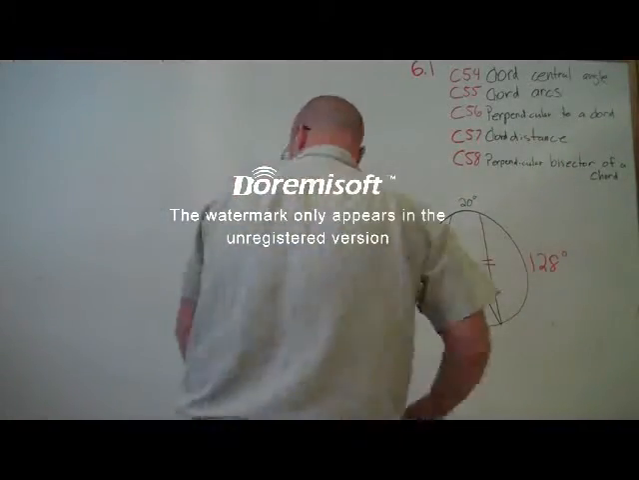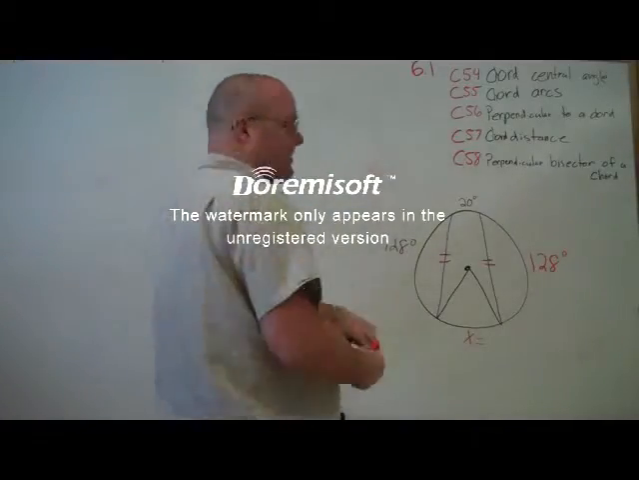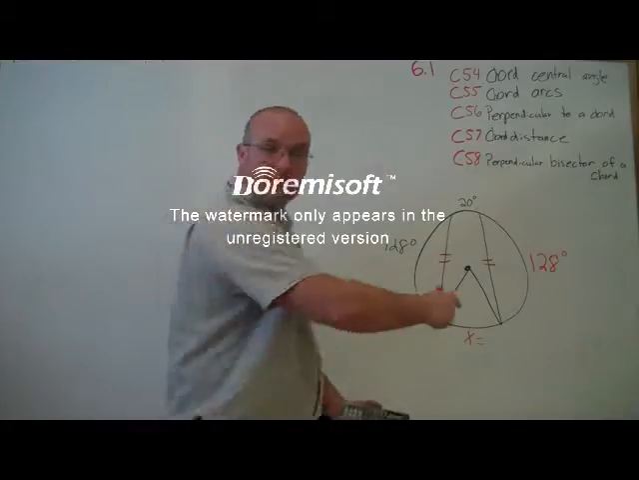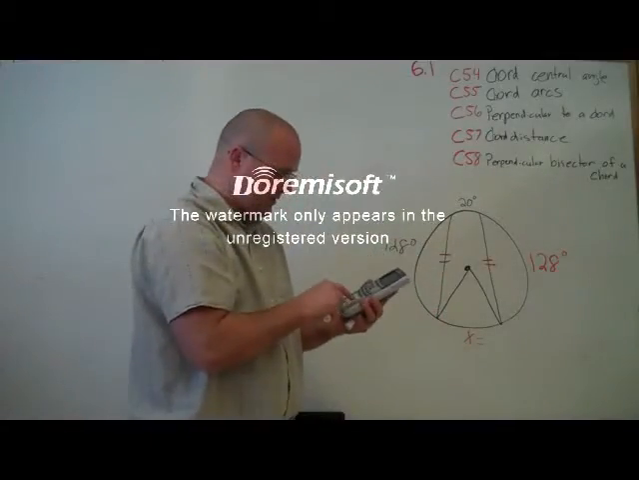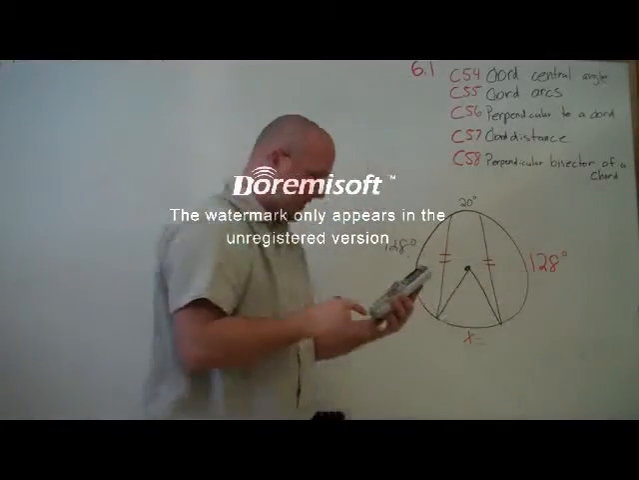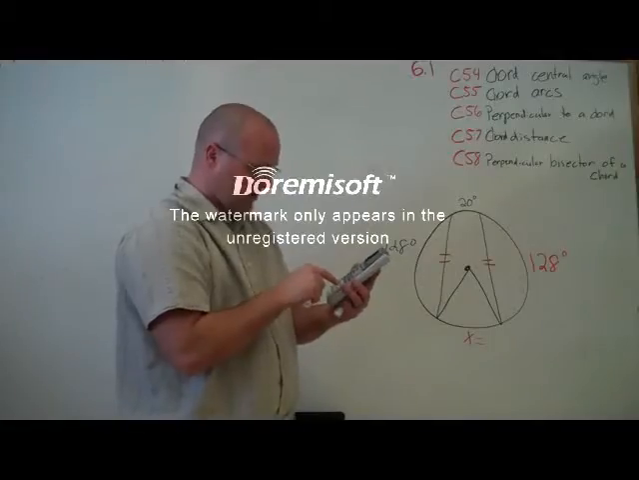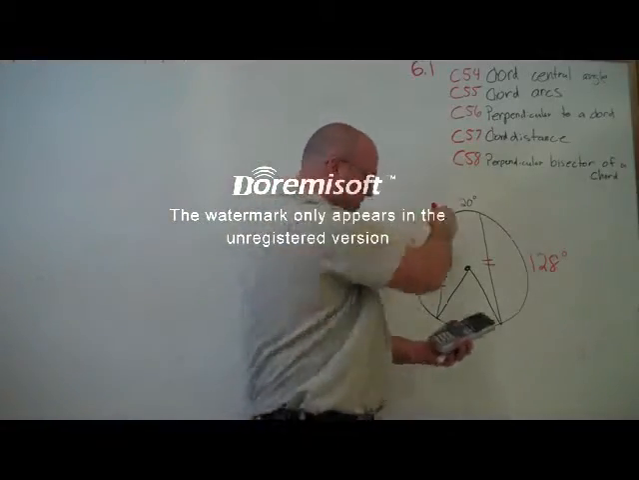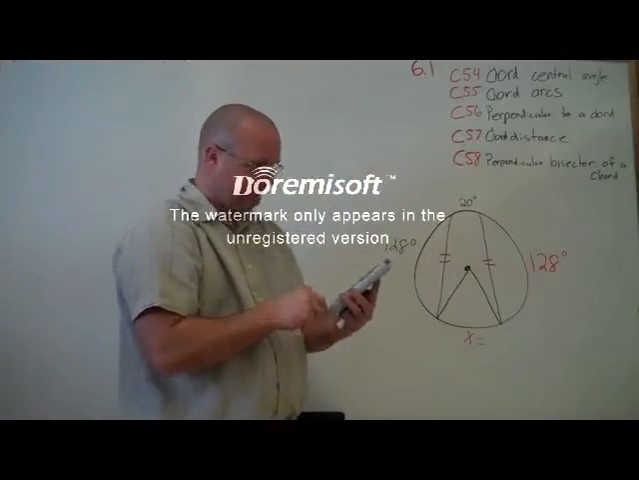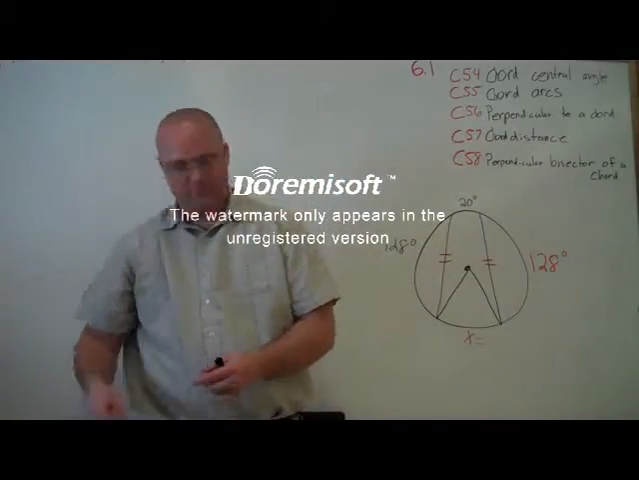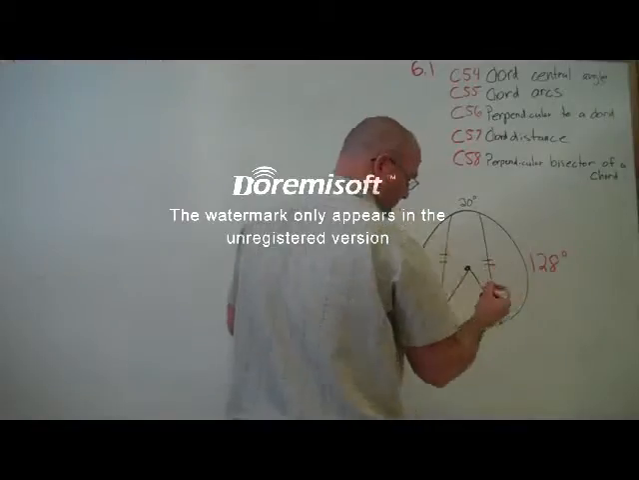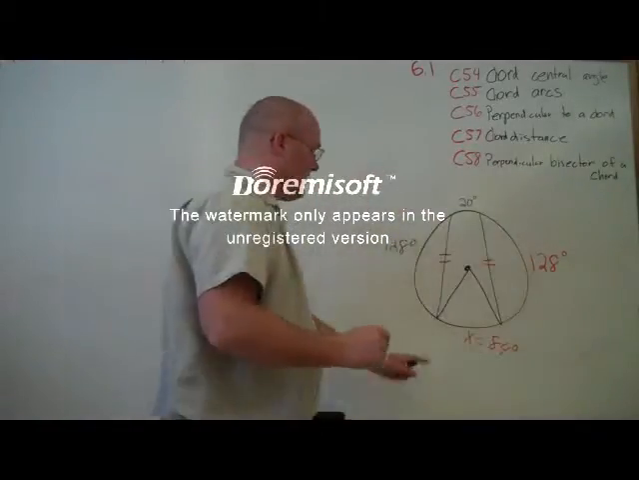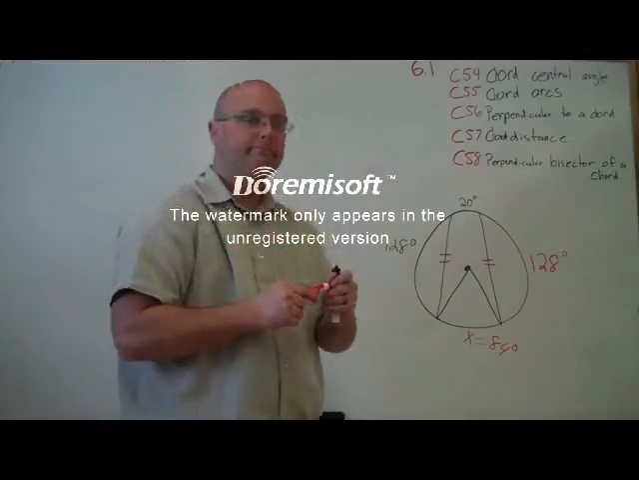So now to find x, take your handy dandy calculator. 360, because it's a whole circle, 360 minus 128 minus 128 is 104. So x is 84 degrees. Okay?